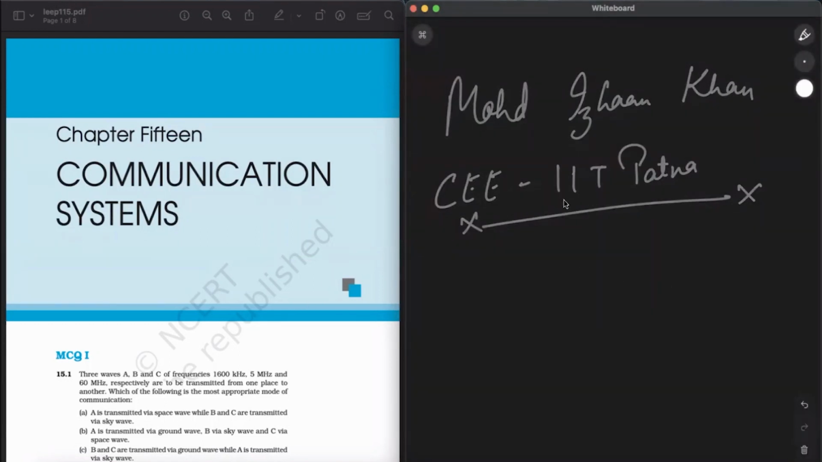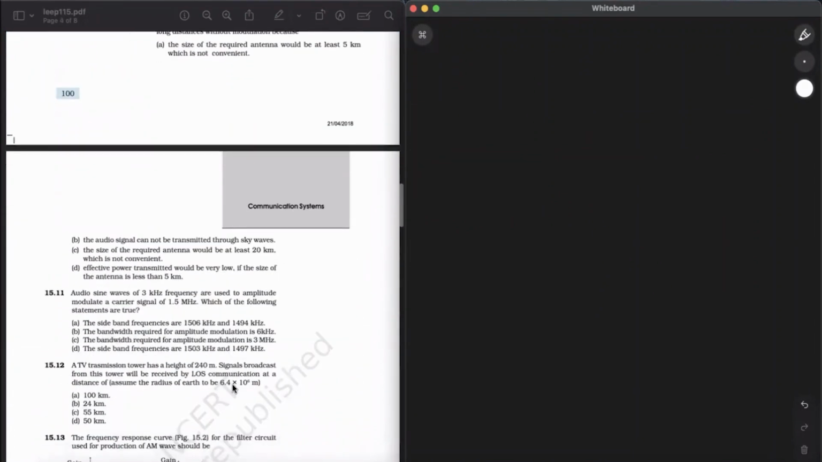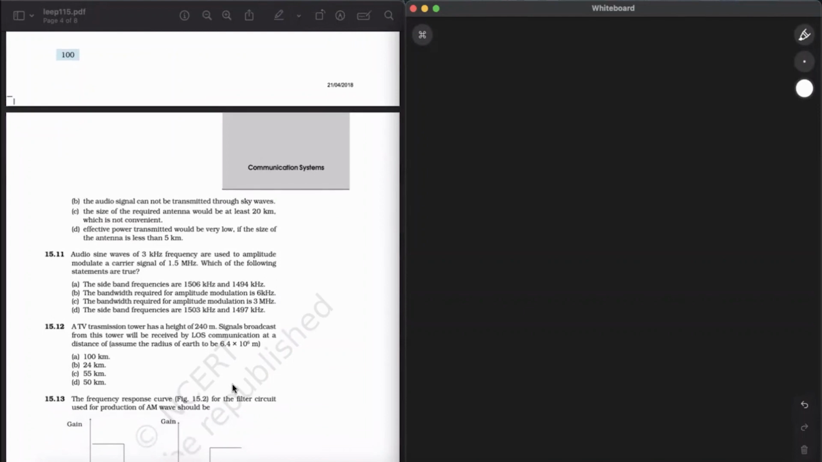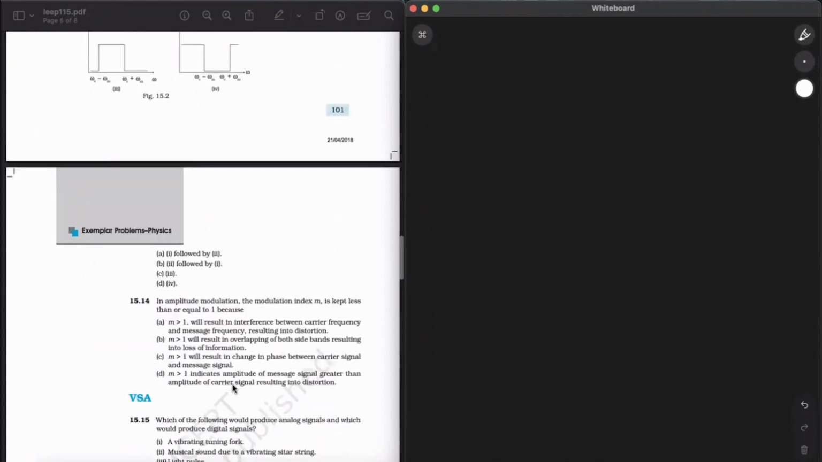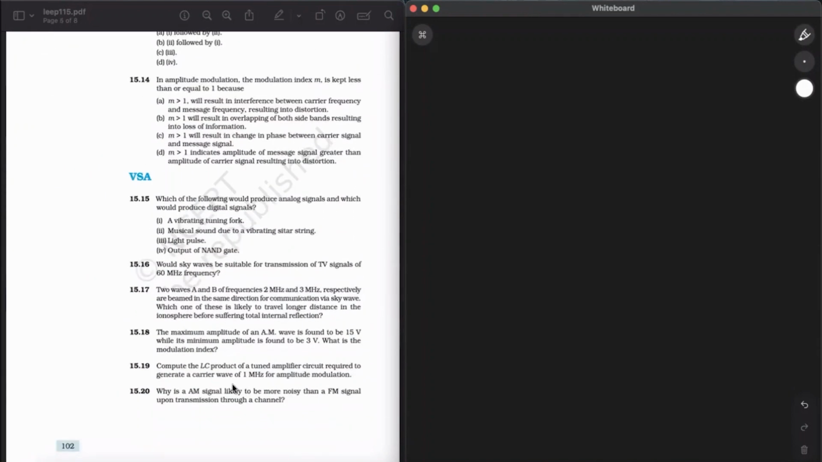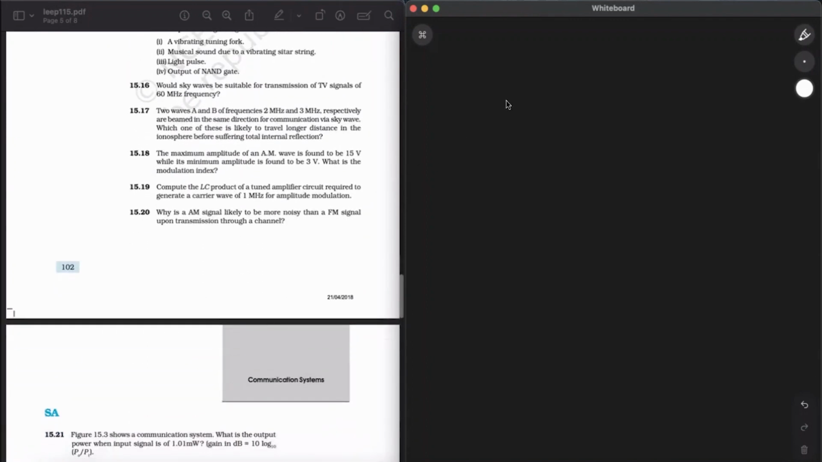This is an important topic from the mains perspective because usually one question will come, sometimes it can be two, but it is an easy and solvable question. If you put in 2 or 3 hours on this topic, it will be fruitful for you. You'll get 4 to 8 marks extra in your mains exam. So now, starting from question number 18.